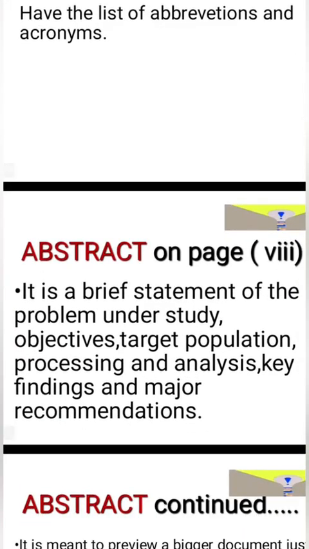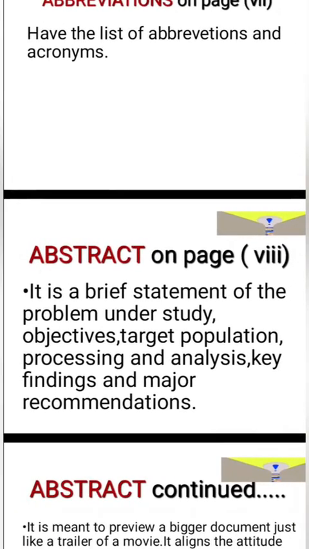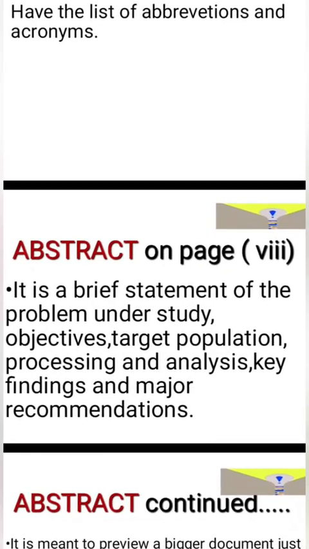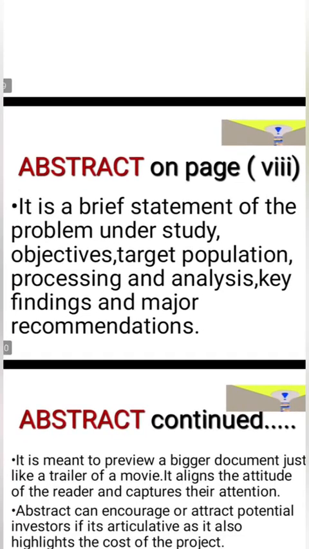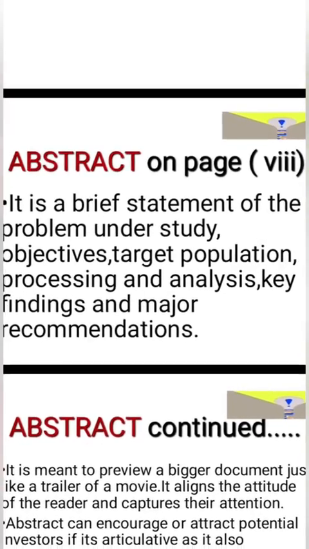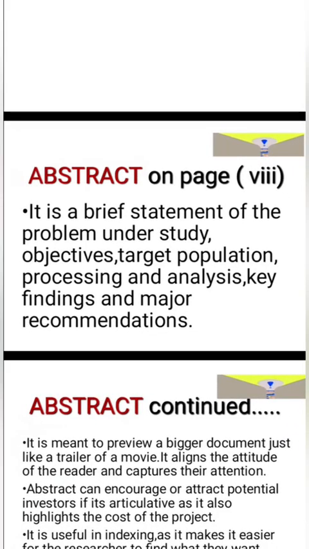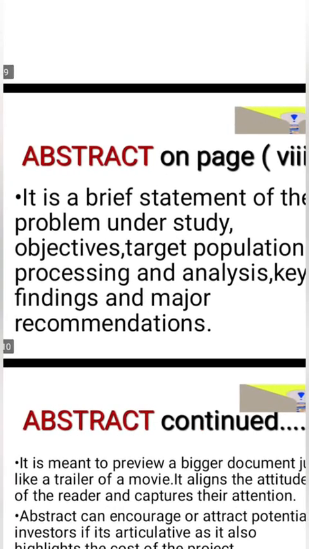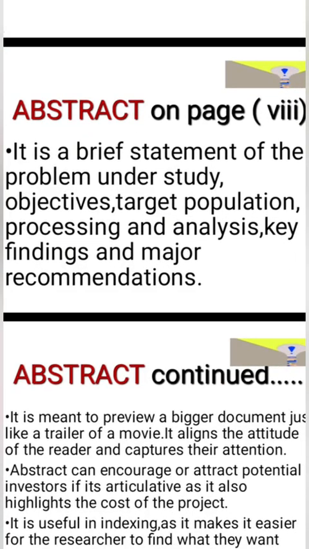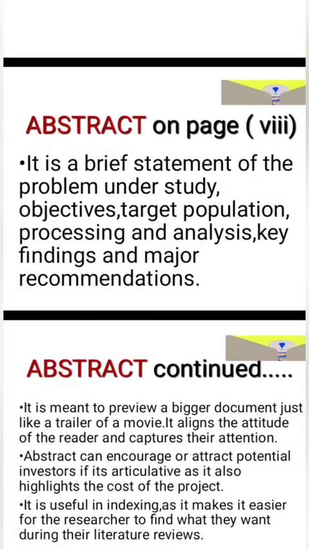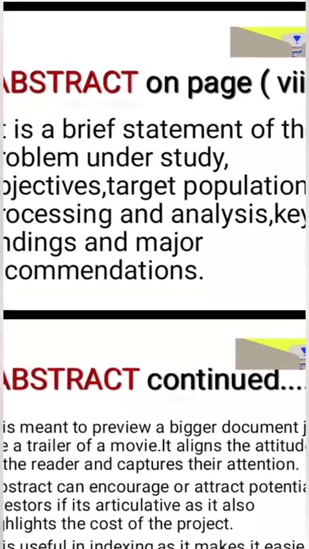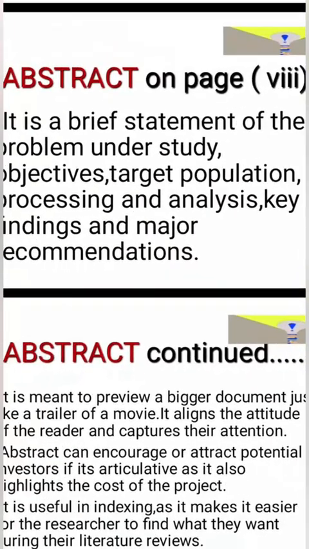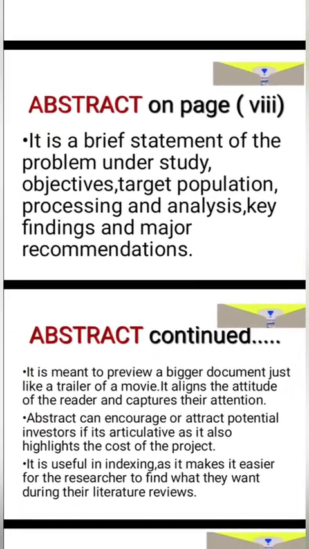Now we have this last part which we refer to as the abstract. The abstract is actually given its own page. As you can see, it is on page 8. When you talk about an abstract, this is just a brief statement of the problem that you are studying. It normally spells out the objectives, the target population, the processing, the analysis, the key findings that you came across during your research, and the major recommendation. That means the conclusion of the whole thing.